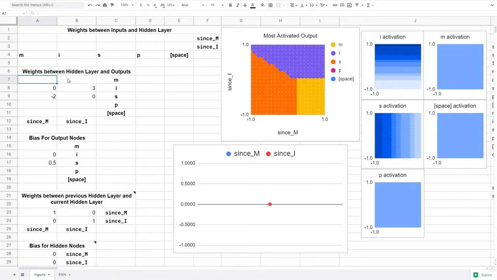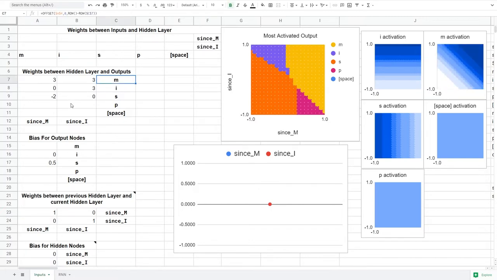Next up, let's try M. We want to output M when our hidden nodes are in the upper right, so let's try a positive value for both columns. That's covering way too much area, so we need to add a negative value to the bias.